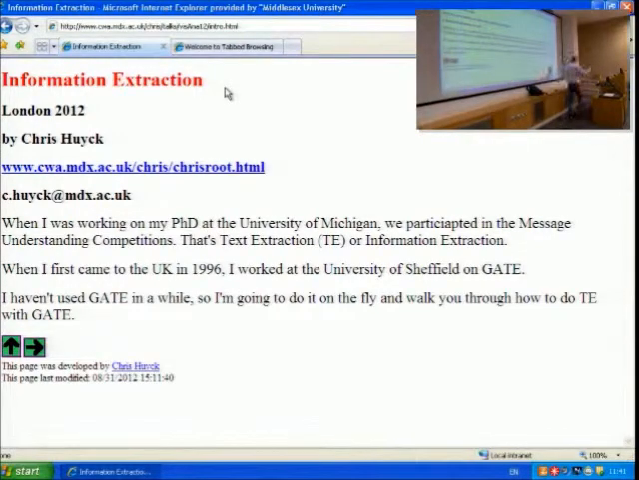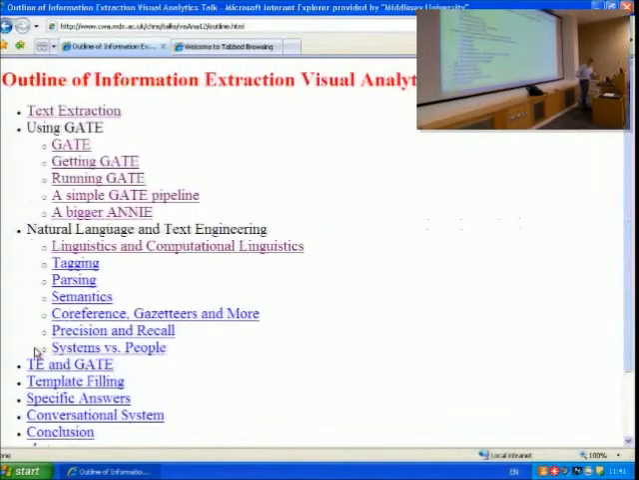I'm also going to talk about linguistics, text extraction in general, computational linguistics, lots of stuff. First of all, I'll talk about Gate, how you get it, how you run it. I'll get a simple Gate pipeline going, a bigger Annie. A lot of stuff that Daniela talked about, I'm going to talk about too, quickly, because she did lots of it, so I don't have to.